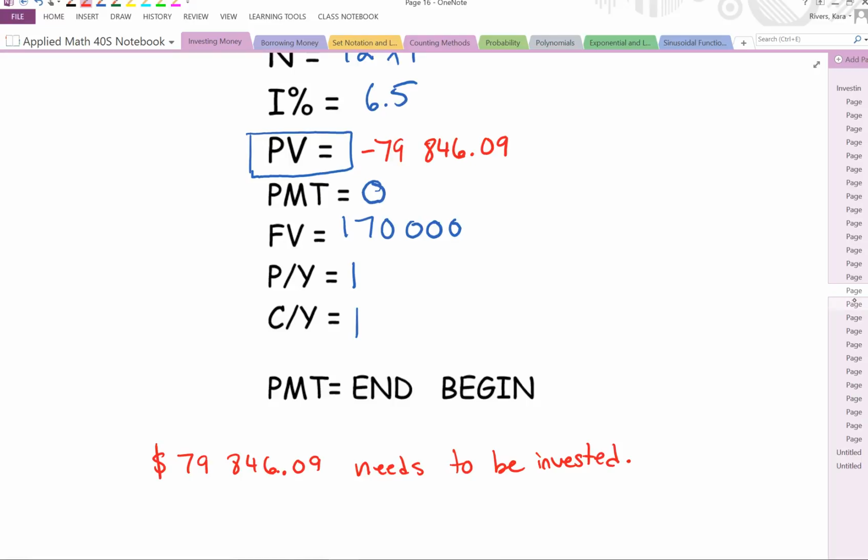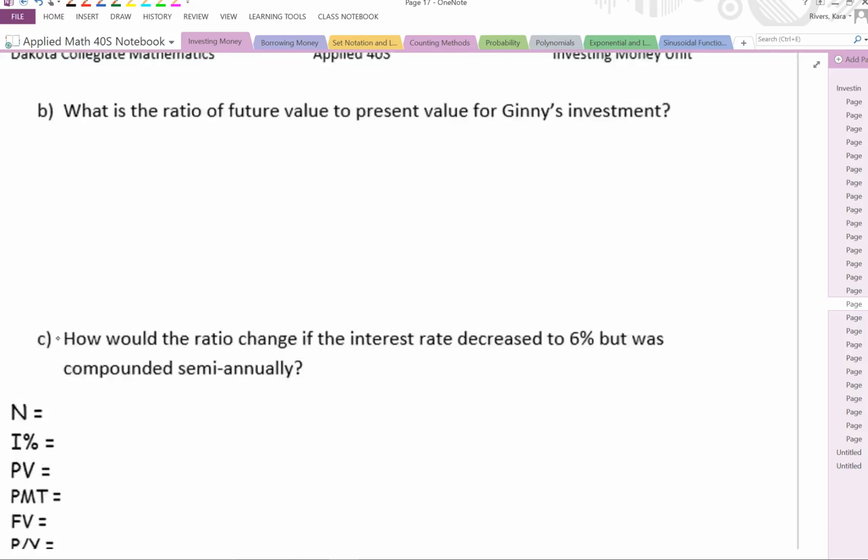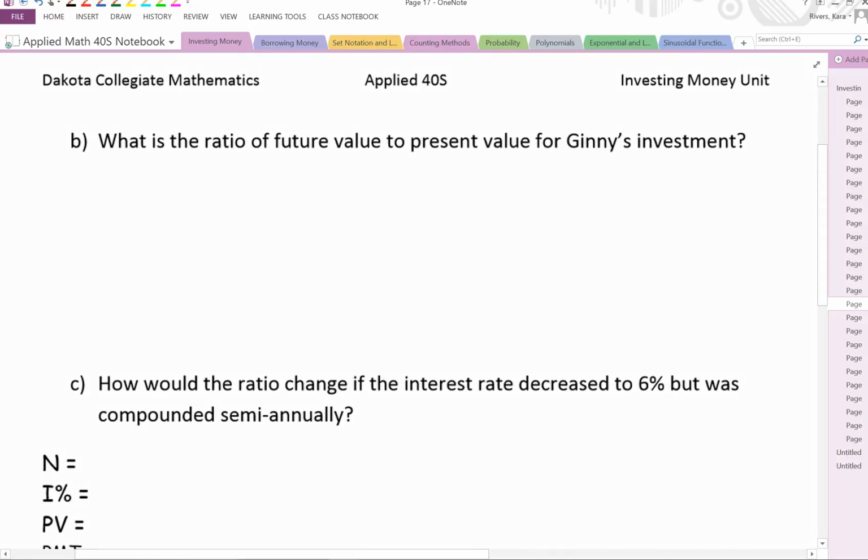All right, let's take a look at part B of this question. It says, what is the ratio of the future value to present value for Ginny's investment? So our ratio would just be our future value over our principal, and in this case that would be 170,000 divided by 79,846.09. You would just divide it and get 2.13. So that means that the ratio is about 2 to 1. So that means our investment has more than doubled.